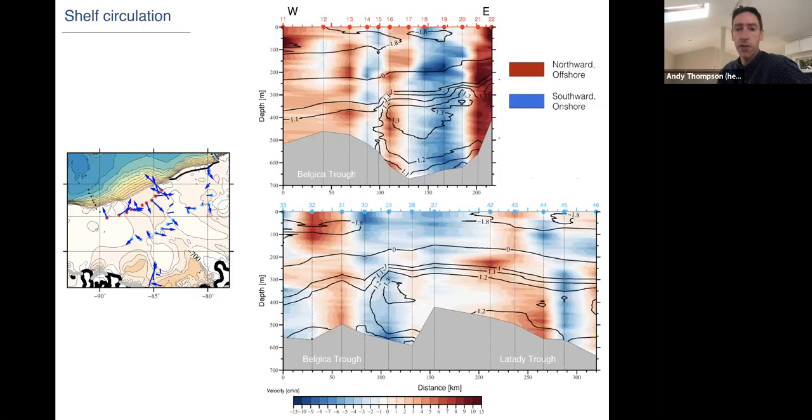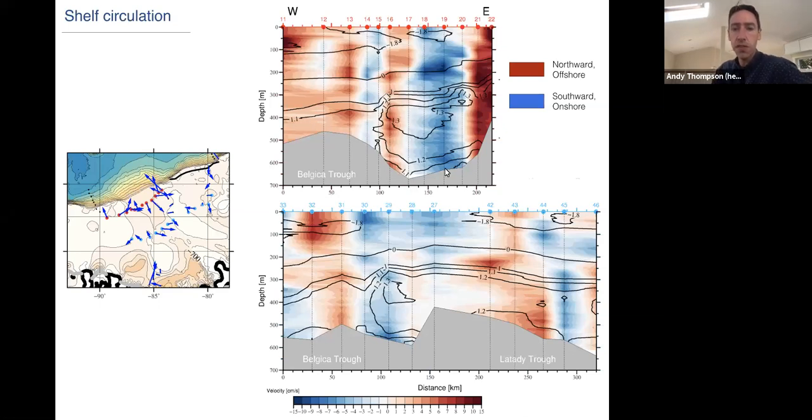And that's very much confirmed by the velocity structure. So I'm showing those same sections across the troughs here, but now I'm showing velocities that were collected from a lowered ADCP. So these are direct velocity measurements. And the color scheme here is such that if you see blue colors, that's water coming towards you. Red colors are water moving away from you.